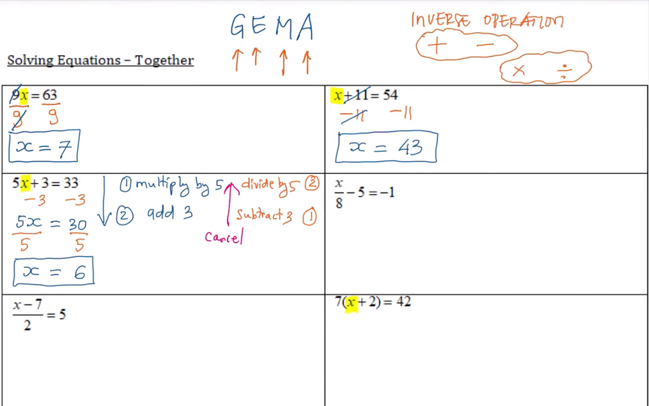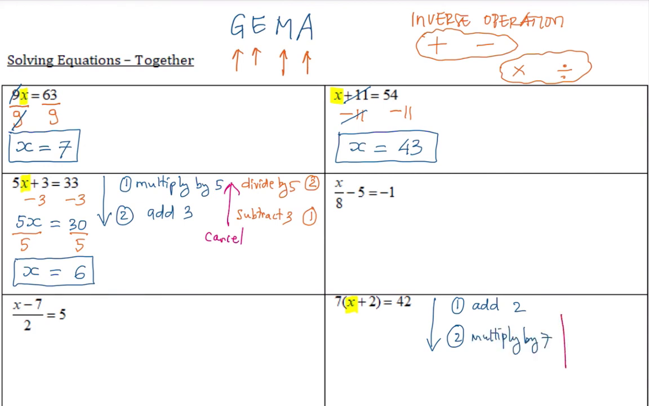Okay, how did I construct this expression? What have I done first? I see 7 times there, and I see bracket x plus 2. And according to Gamma, the bracket has to be done first, right? So I must have added 2 first to x, because that's the one in the bracket. And then afterwards, outside the bracket, I see times 7.